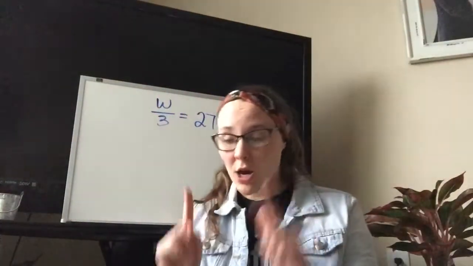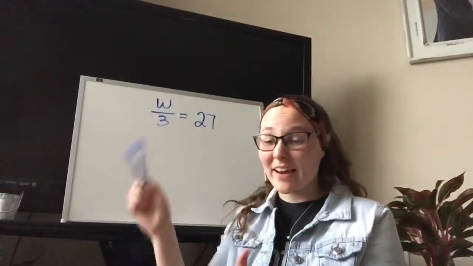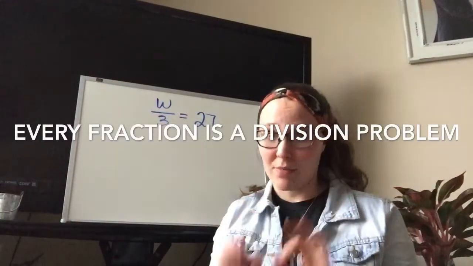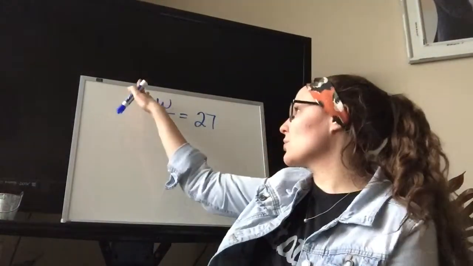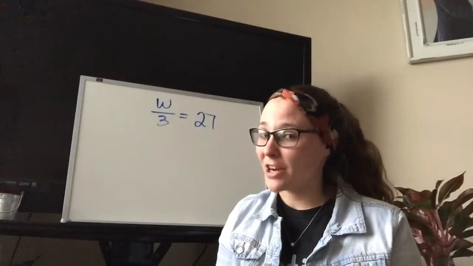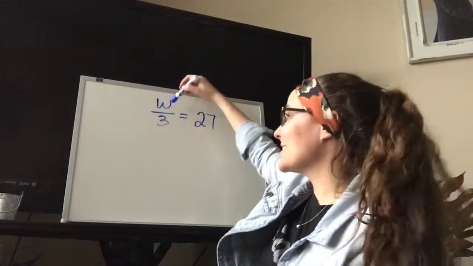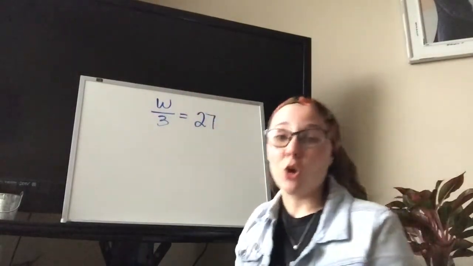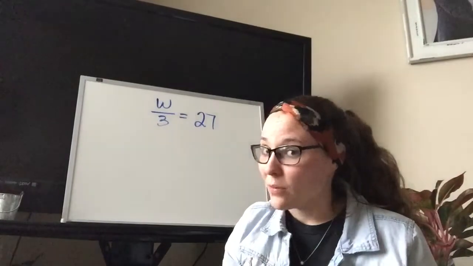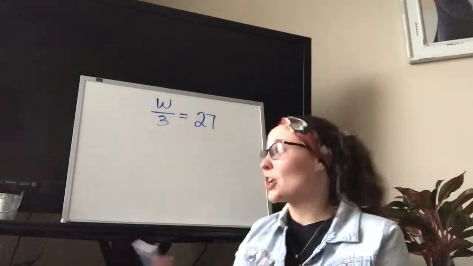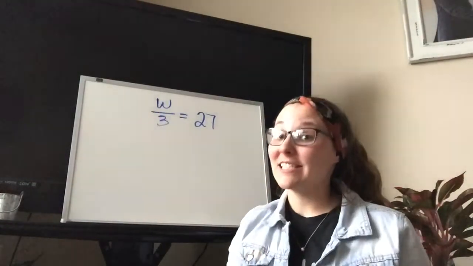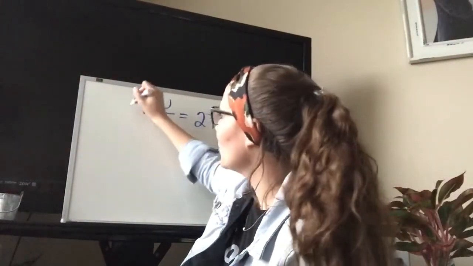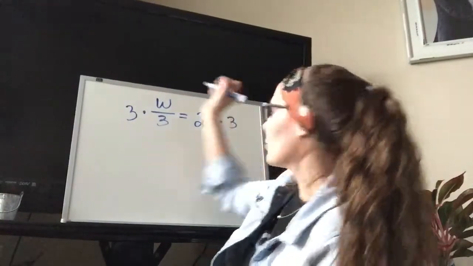Last one here, and then you are on your own. So this one looks big and scary, but it's not that bad. Remember, every fraction is a division problem. So W over 3, doesn't that look like a fraction? Yeah, so that means that this is the same thing as W divided by 3. So if our goal is still to isolate the variable, we need to do that by using the inverse operation of division, which is multiplication. So we are going to multiply both sides by 3.